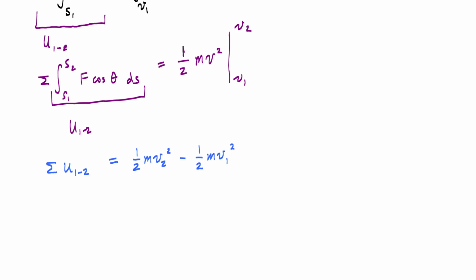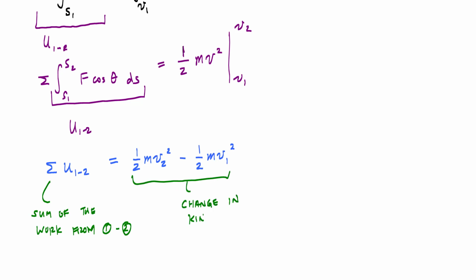And what we have, in words, is that the total work from 1 to 2 is equal to the change in kinetic energy. And I think everyone here probably knows that kinetic energy is this 1/2 mv squared. We'll use the symbol T for kinetic energy. So this term right here, we'll call T, is 1/2 mv squared, and we'll call this the change in kinetic energy, which really is T2 minus T1.